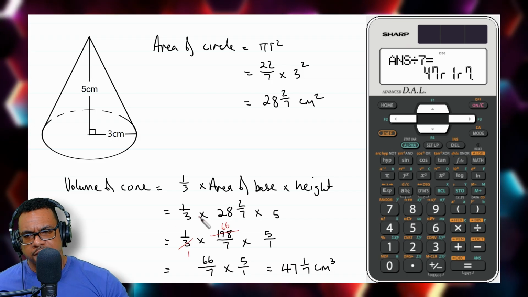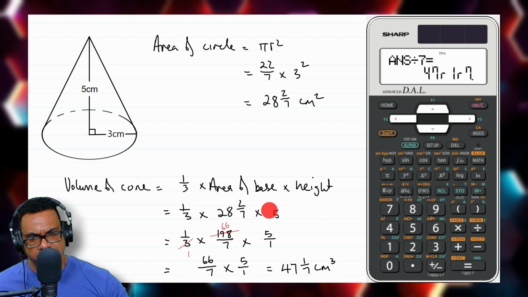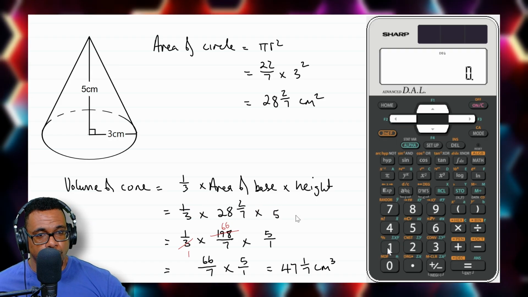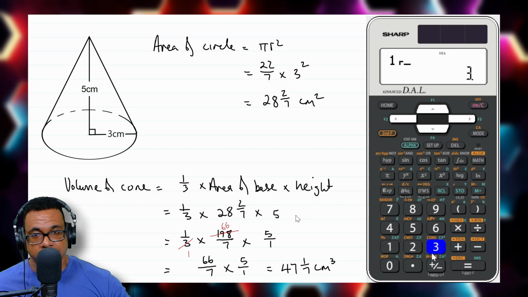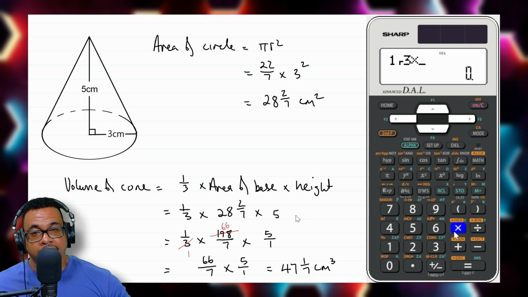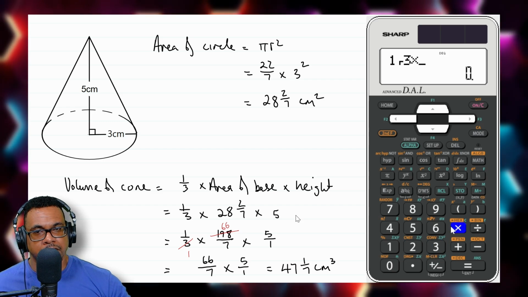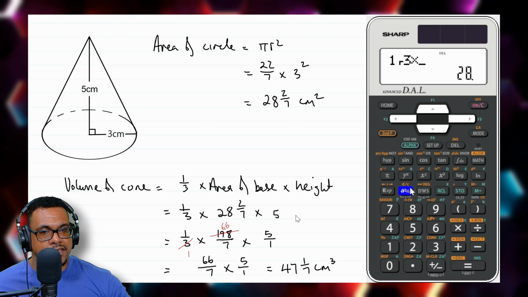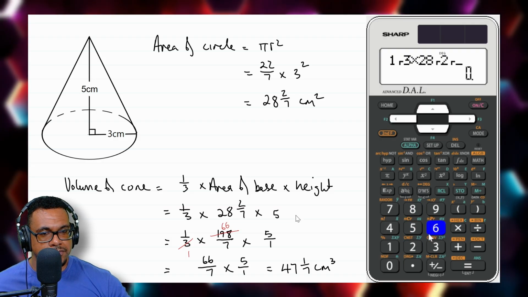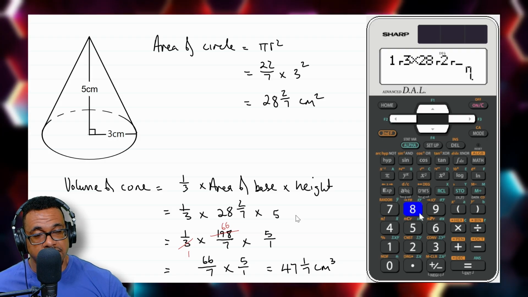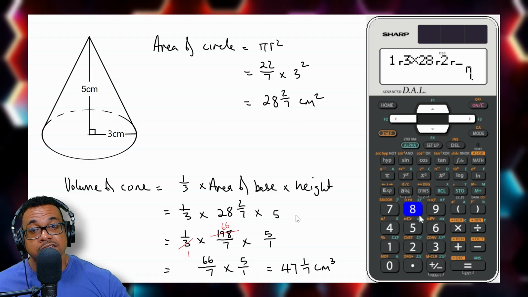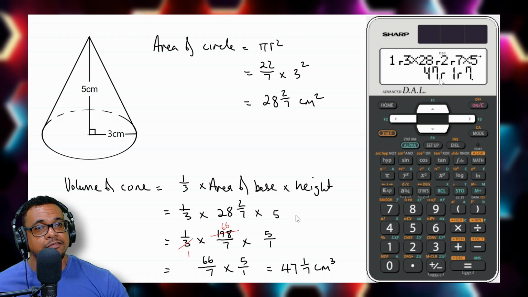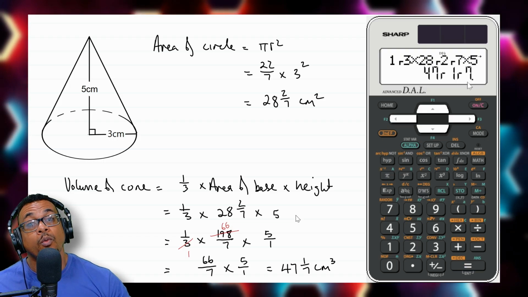Now, I'd just like to show on the calculator how to do this entire thing straight as is. All right, so we are 1/3, so we put 1 over 3. So I use the fraction button there. Multiply by, now I want to put in a mixed number, 28 and 2/7. So you put 28, fraction button, 2, fraction button, 7. So that's the way to do it on the Sharp. And that'll be 28 and 2/7. And then we multiply by 5. And you can see we get the 47 and 1/7 one time.